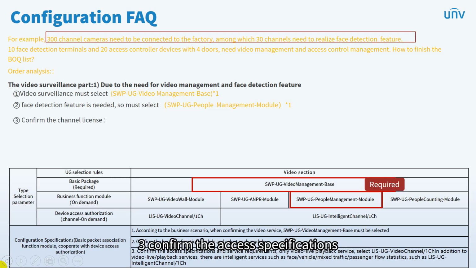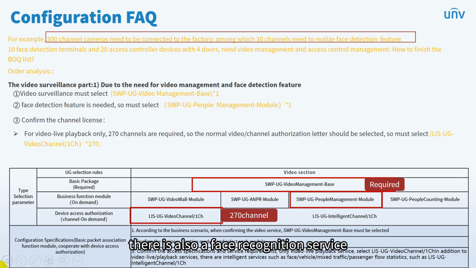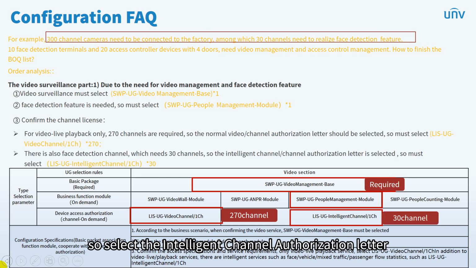3. Confirm the access specifications and service requirements. If only the video live playback service requires 270 channels, select the ordinary video channel authorization letter, 270 LSUG video channel. In addition to the video live and playback service, there is also a face recognition service, which requires 30 channels, so select the Intelligent Channel Authorization Letter, 30 LSUG Intelligent Channel.